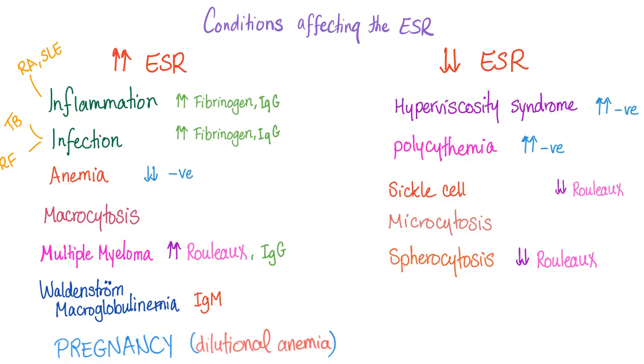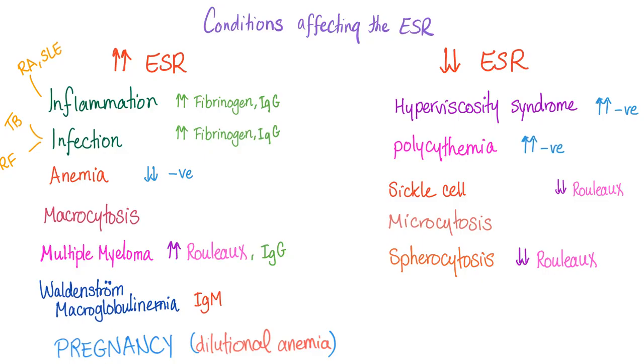How about macrocytosis? The cells are larger, they're gonna hug themselves faster, and they're gonna settle sooner, increasing the ESR. How about multiple myeloma? Yes, because in multiple myeloma you have increased rouleau formation because of the paraprotein IgG. Waldenstrom macroglobulinemia, because it has the largest immunoglobulin, IgM, that can overcome the negative charges. Pregnancy, why? Because pregnant women have dilutional anemia. Same thing, you have relatively less negative charges, so you have less repulsion forces. These red blood cells are gonna sediment sooner.